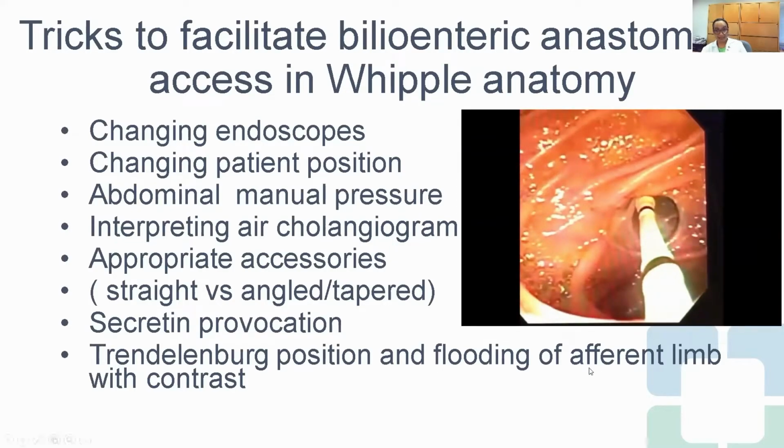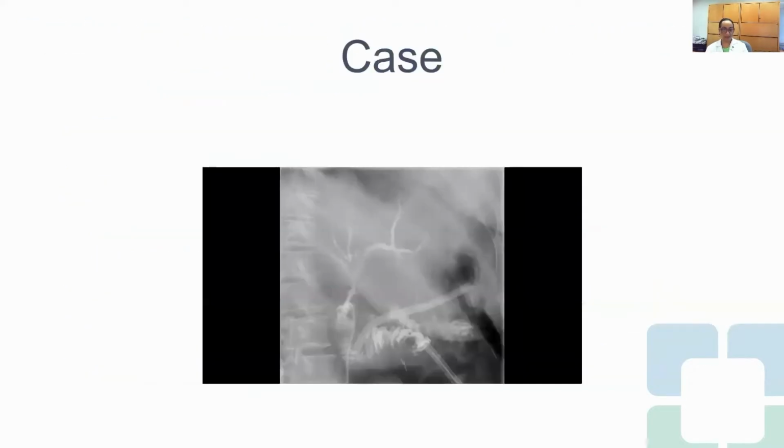It would be really nice if you have a patient with this big biliary enteric anastomosis, but most of the times it's pinpoint. And oftentimes, if you're not able to reach the anastomosis, try to put the patient in Trendelenburg and flush the afferent limb with contrast to see if the contrast goes into the bile duct to get a diagnostic cholangiogram. Just something that you can try in this patient population.